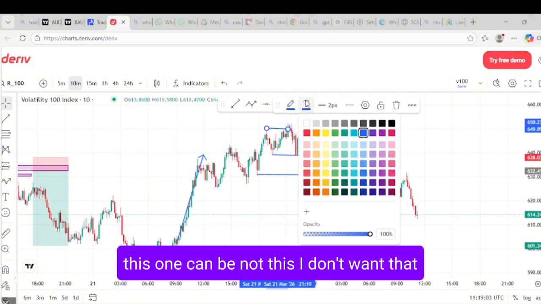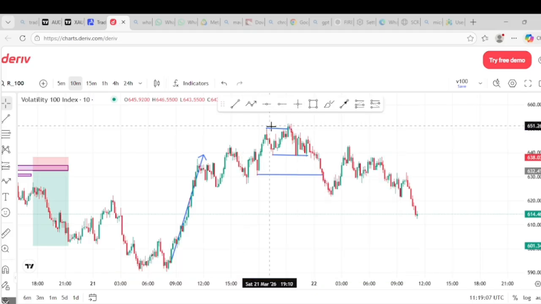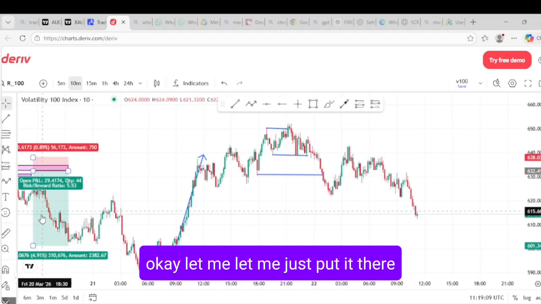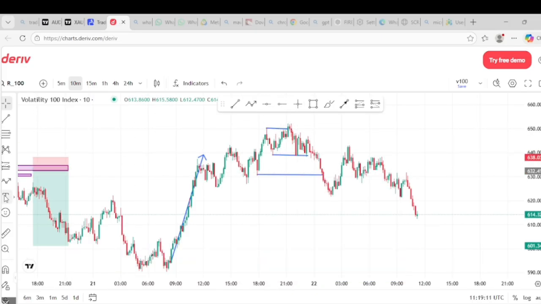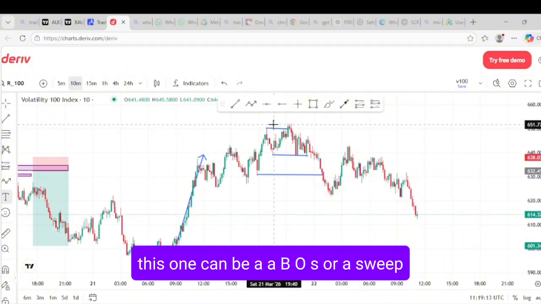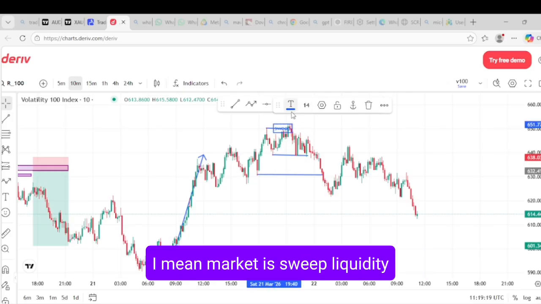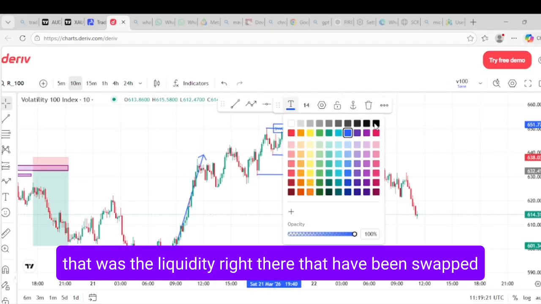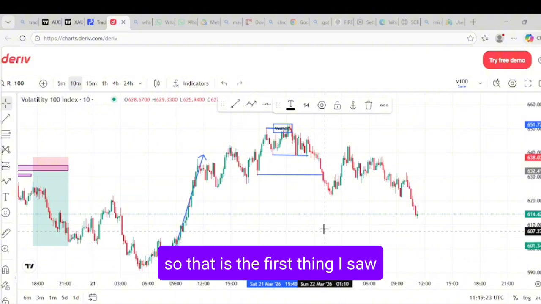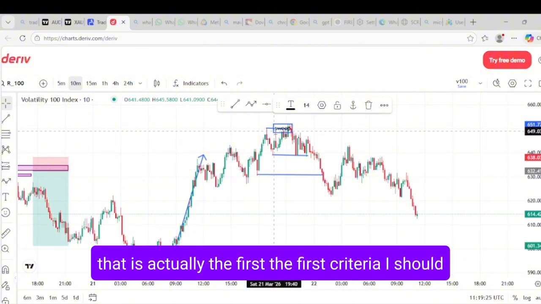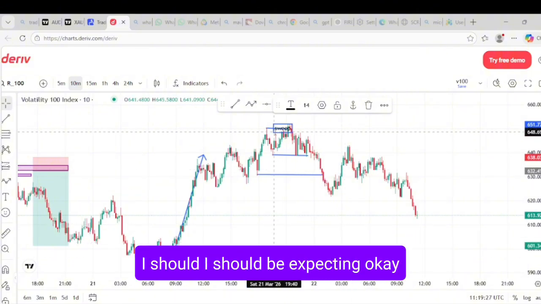Let me just put it there. This one can be a BOS or a sweep. When I say sweep, I mean the market swept liquidity. That was the liquidity right there that has been swept. So that is the first thing I saw. That is actually the first criteria I should be expecting.